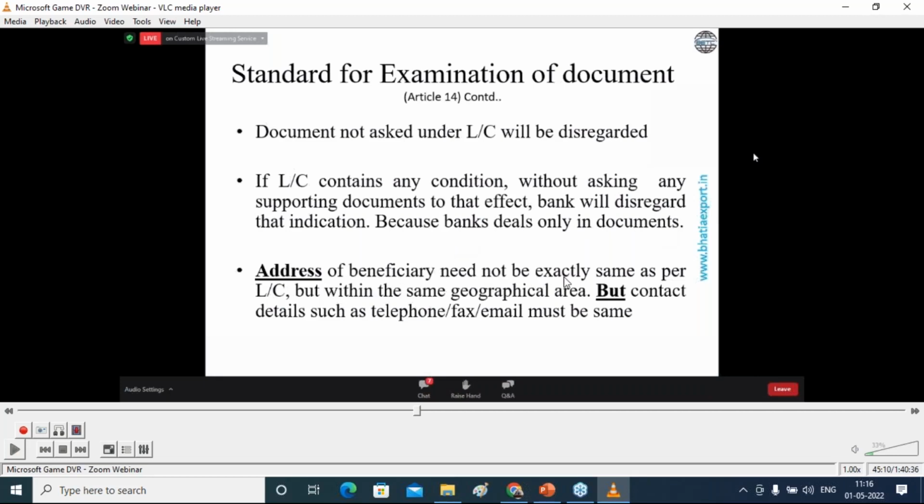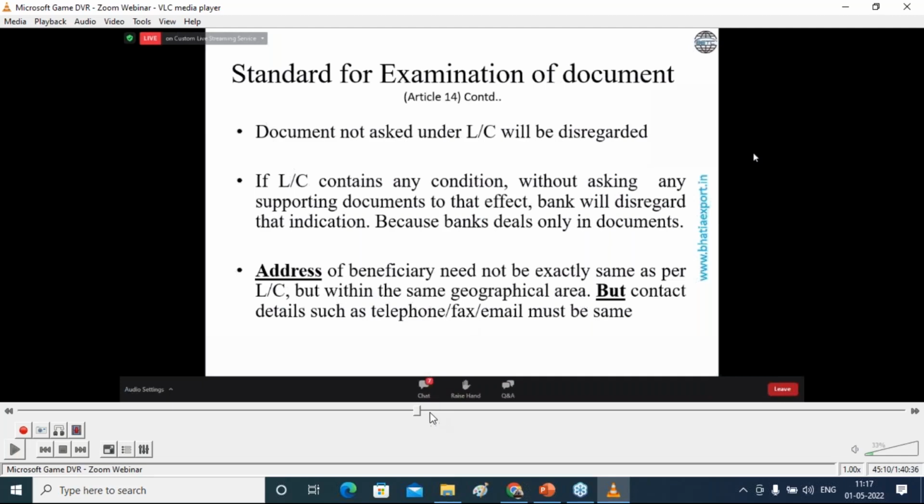The address of the beneficiary need not be exactly the same as per the LC, but it must be within the same geographical area. Sometimes in typing, the address may not be exactly the same, or there are some mistakes, nothing to worry about, but the geographical area must be the same. But contact details such as telephone and email must be the same as mentioned in the LC. The email ID, for example, or telephone number must be the same. It should not be different.